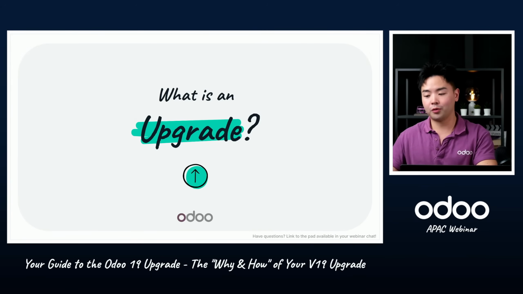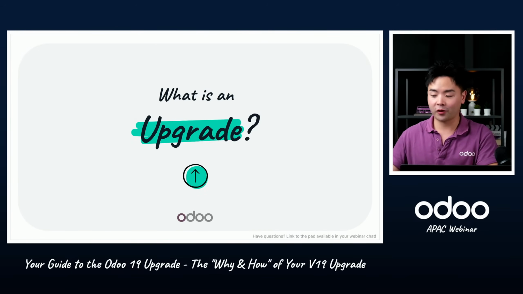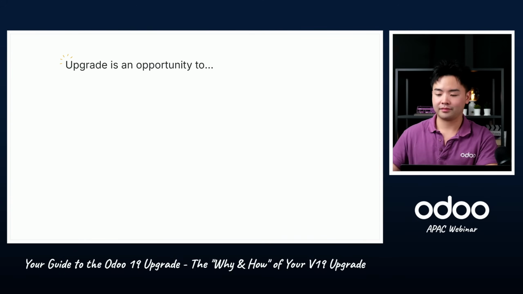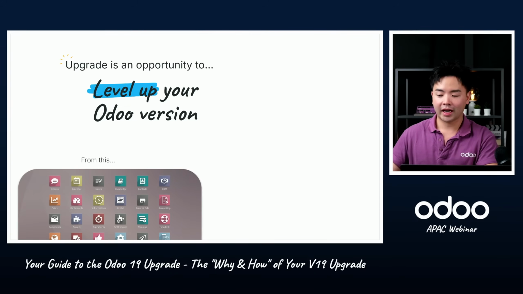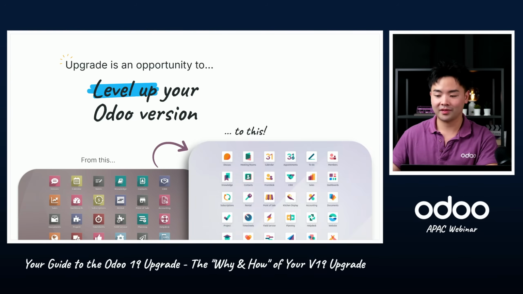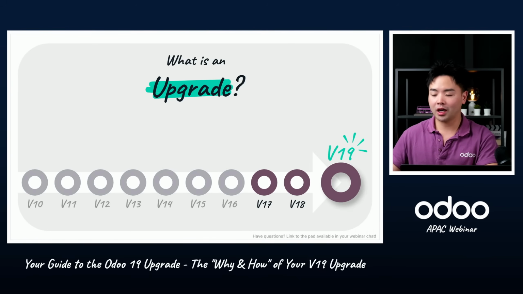All right, so the first thing we should address, especially for anyone who is new to this topic, what is an upgrade? An upgrade is the opportunity to really level up your Odoo version. So if you're familiar with our old database homepage, it used to look like this. And when you upgrade, you can level it up to look like this. So when we talk about upgrades, we're talking about leveling up your Odoo version to our newest version 19.